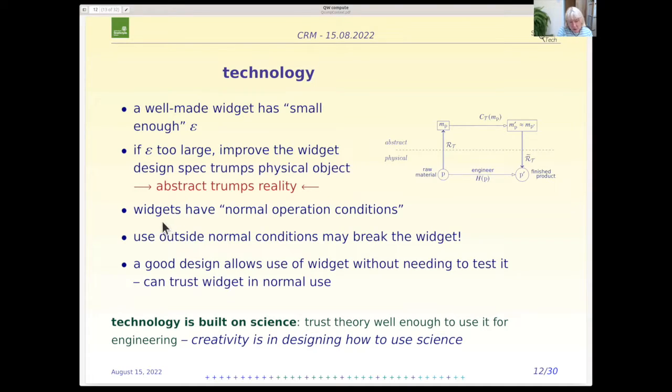But notice that widgets also have normal operating conditions. If you use them outside their normal conditions, you might break the widget. And a good design allows use of the widget without needing to test it within its normal use. You can see that technology is built on science. You have to trust the theory well enough to use it for engineering. And the creativity now is in designing how to use the science. So there's certainly creativity in both areas here.